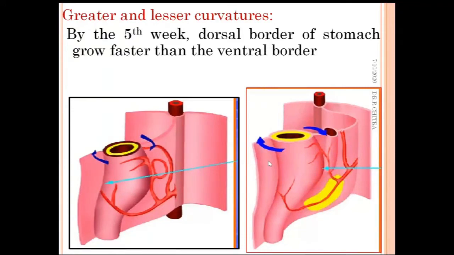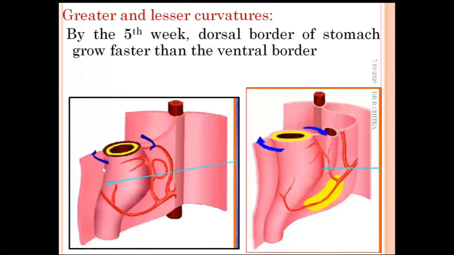However, by the fifth week, the dorsal border of the stomach grows faster than the ventral border. In the beginning of the formation of the stomach, this is the ventral border and this is the dorsal border, and this is the left surface and that is the right surface. So in the beginning of the development of the stomach, it has two surfaces and two borders.